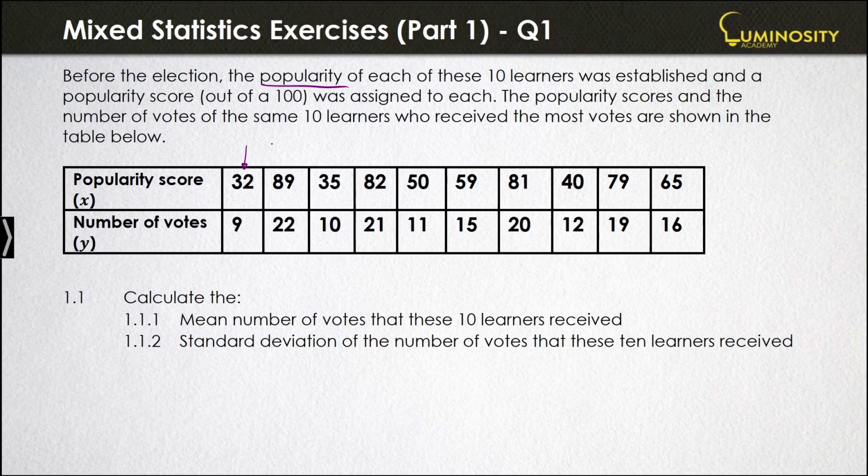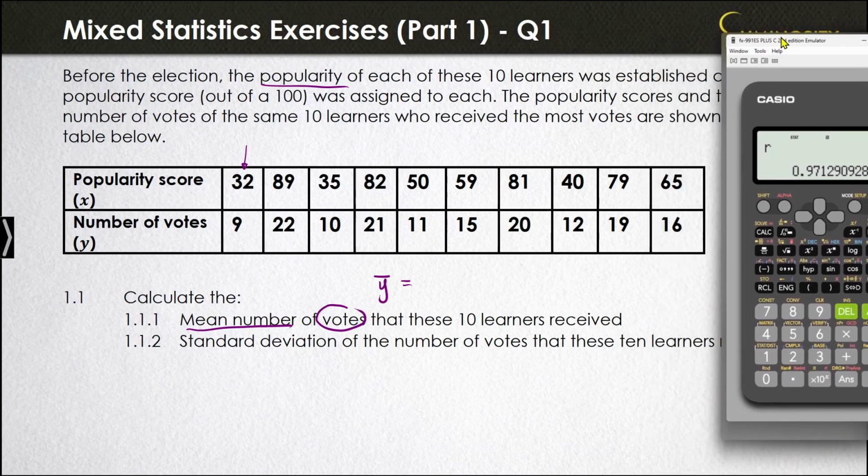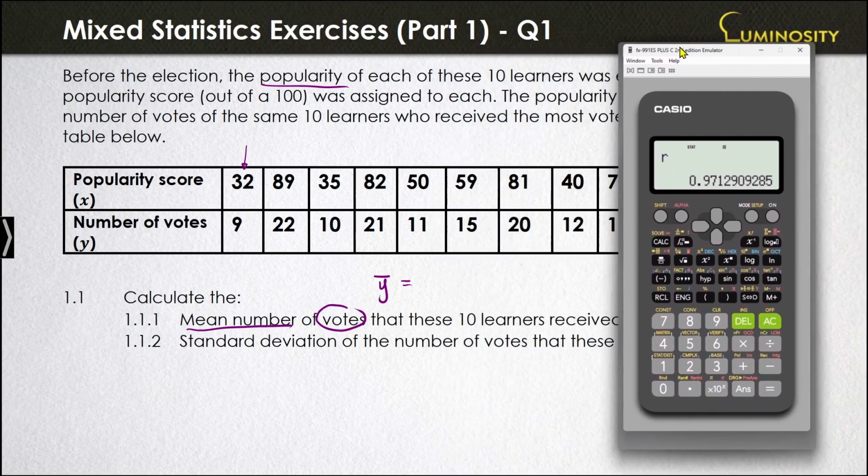The first question asks us to calculate the mean number of votes that these 10 learners received. So notice that it's the mean number of votes. Votes is your y variable, so you're actually looking for y bar, the mean of your y. So how do I do that? Well, you could add up this long list of 10 numbers and then divide by 10, or we could do it smart.